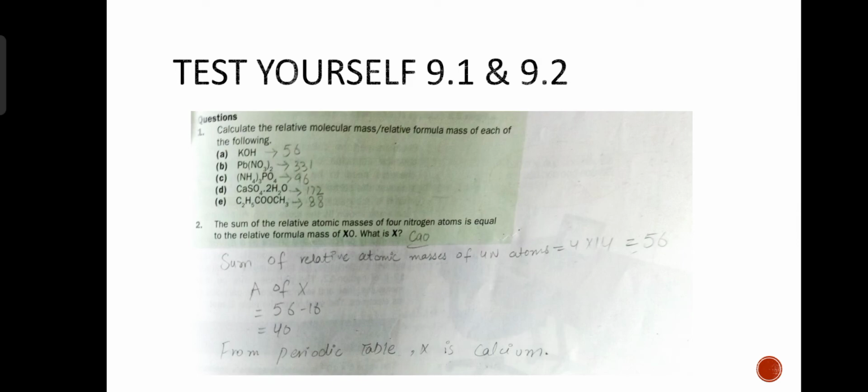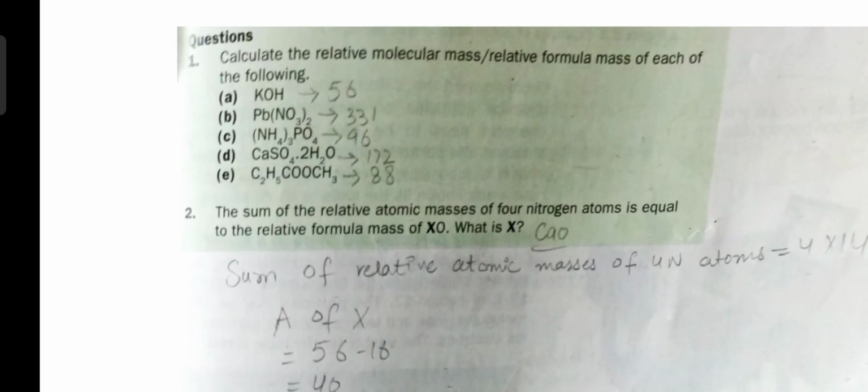Clear? Next is your Test Yourself 9.1 and 9.2 that you people have not done properly, so you have to note down the answers. For potassium hydroxide it was 56. You have to use the relative atomic mass of potassium, oxygen and hydrogen. In this case, lead nitrate, it is 331. Lead, nitrogen and oxygen. This is ammonium phosphate, it's 96. Ammonium phosphate has elements nitrogen, hydrogen, phosphorus and oxygen. This is calcium sulfate.